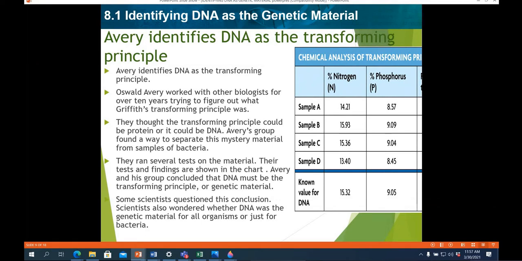They ran several tests on the material. Their tests and findings are shown in the chart. Avery and his group concluded that DNA must be the transforming principle or genetic material. Some scientists questioned this conclusion. Scientists also wondered whether DNA was the genetic material for all organisms or just bacteria.